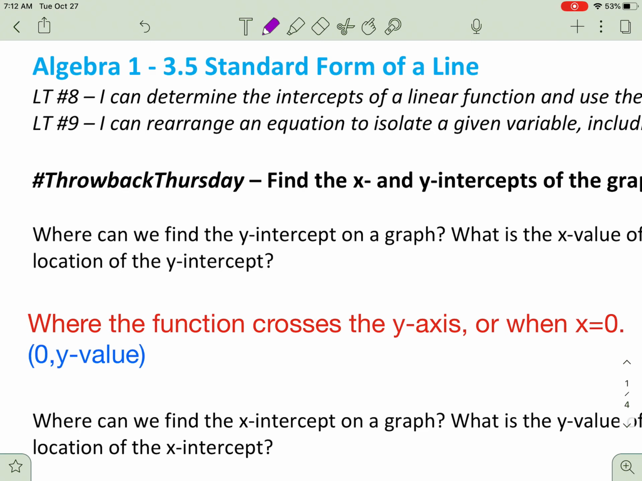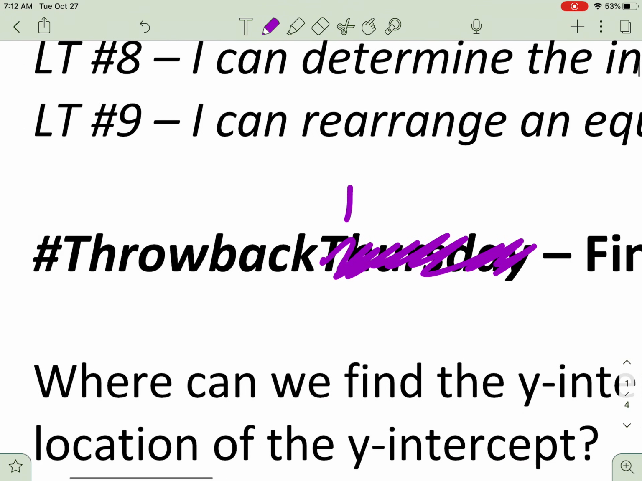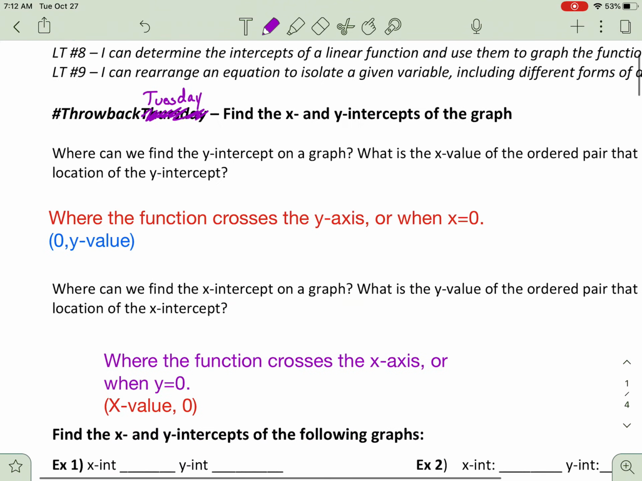Don't pay attention up here to Throwback Thursday. This is actually Throwback Tuesday. I don't know why I wrote that on the notes. I guess it was Thursday when I was working on this.